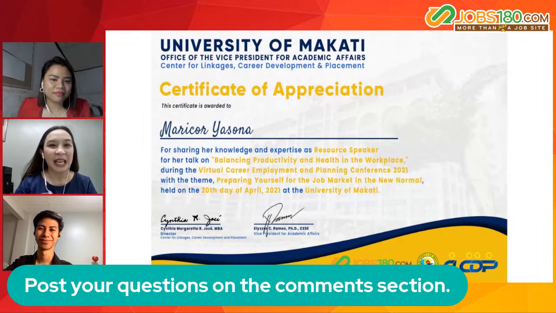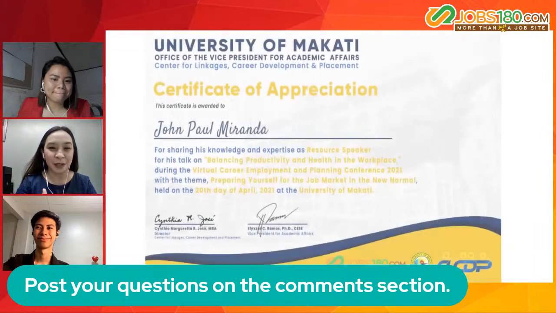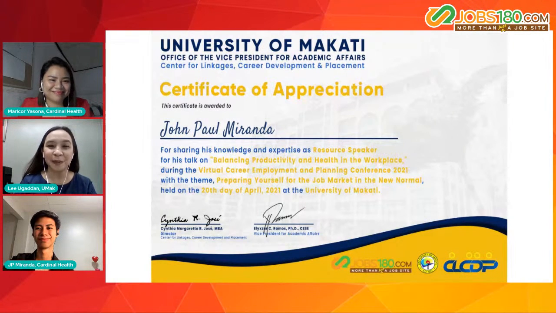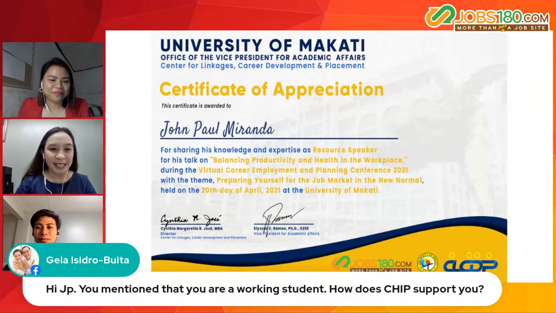University of Makati, Office of the Vice President for Academic Affairs, Center for Linkages, Career Development and Placement awards the Certificate of Appreciation to Miss Marie Coria Sona and Mr. JP Miranda for sharing their knowledge and expertise as resource speakers for the talk on balancing productivity and health in the workplace during the Virtual Career Employment and Planning Conference 2021, with the theme Preparing Yourself for the Job Market in the New Normal, held on the 20th day of April 2021 at the University of Makati virtual space, signed by the director of the Center for Linkages and Career Development and Placement, Professor Cynthia Margareta Jose, and Vice President of Academic Affairs, Dr. Elixir C. Ramos. Thank you for your expertise.